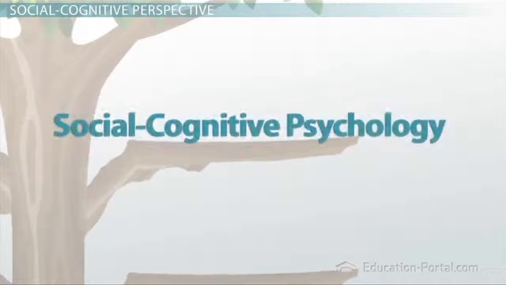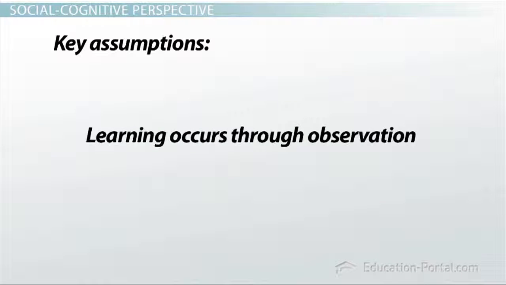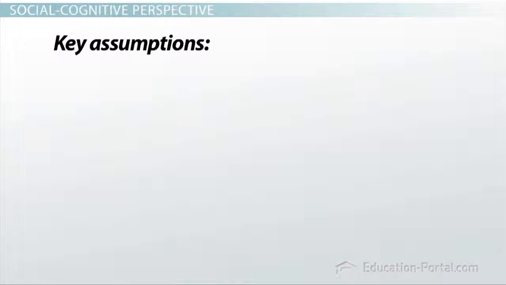Our fourth perspective is the social cognitive perspective. Social cognitive psychology is the perspective in which learning by observing others is the focus of study. Key assumptions of the social cognitive perspective are, first, that learning occurs through observation. Social cognitivists believe learning can occur by simply observing the behavior of others.